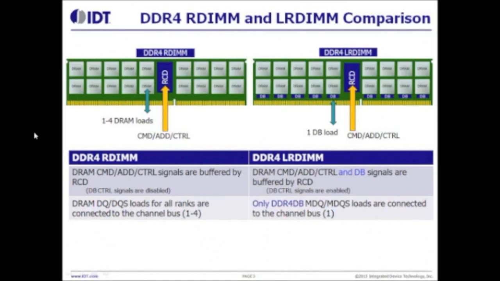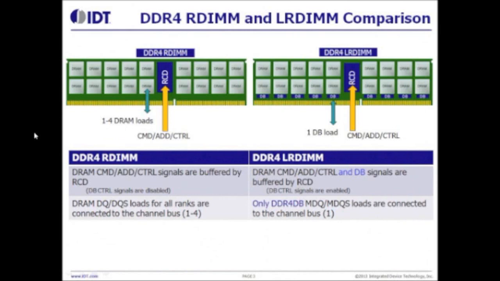First, I'm going to compare DDR4 RDIMM with DDR4 LRDIMM. On the RDIMM, all commands, address, and control are buffered by the register, here shown as the device in the middle of the RDIMM with the acronym RCD, which stands for Registered Clock Driver. That's the acronym used by the industry. However, as you can see, the data outputs from the DRAM are not buffered on the RDIMM.